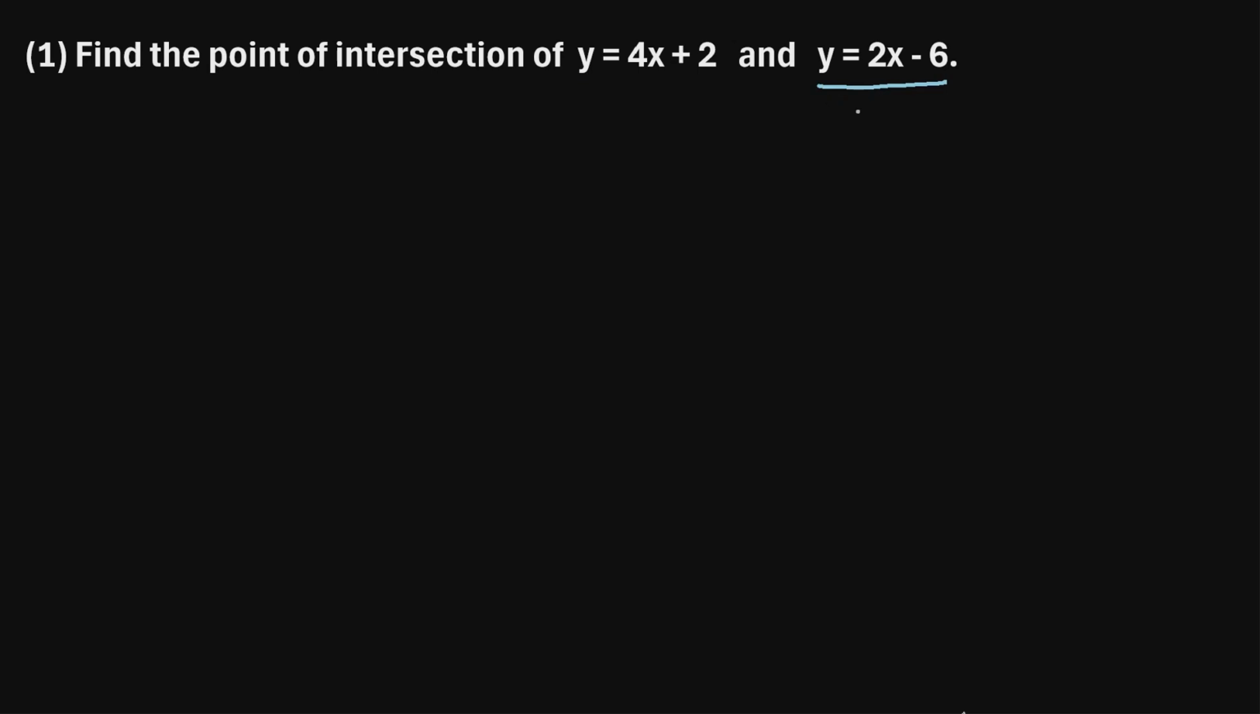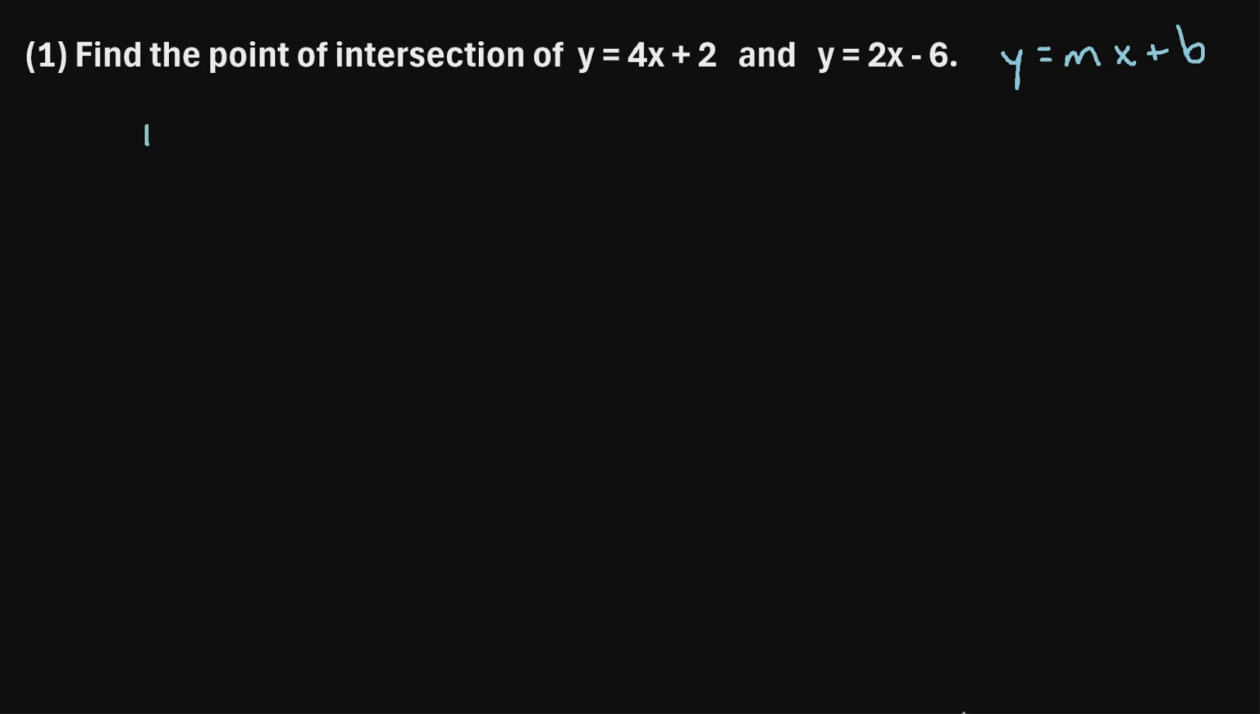So for this question, we'll notice that both lines are written in the form of y equals mx plus b. So this is known as slope-intercept form. Now, when both lines are written in this form, the easiest way to find the point of intersection is just to set the right-hand side of each equation equal to each other and solve for x. And then once we know x, it becomes very easy to solve for y.